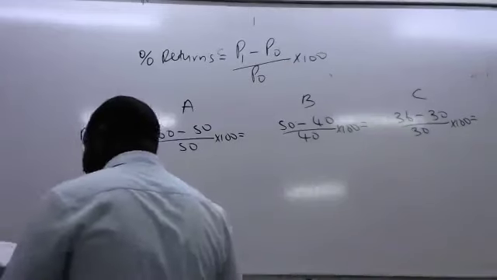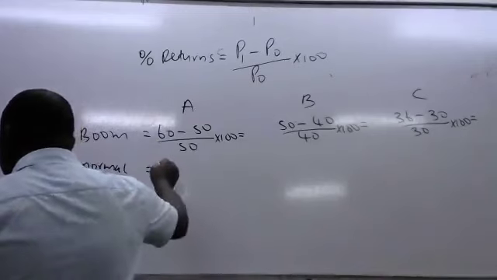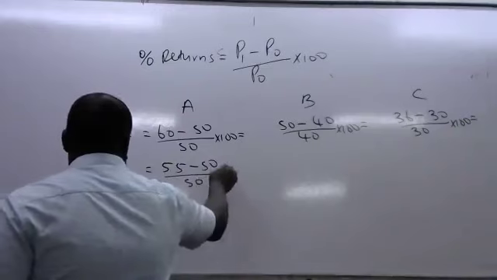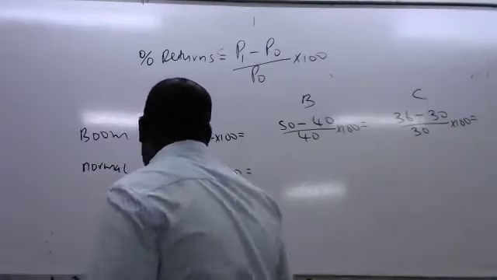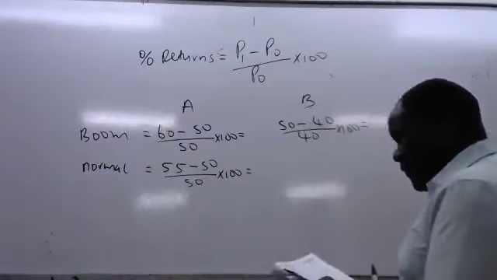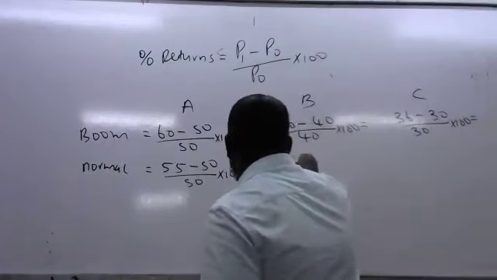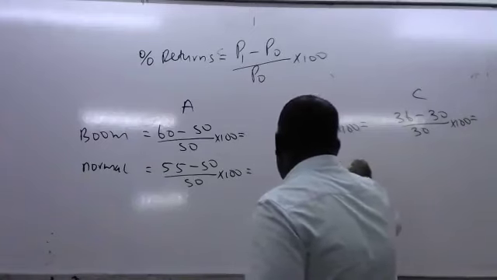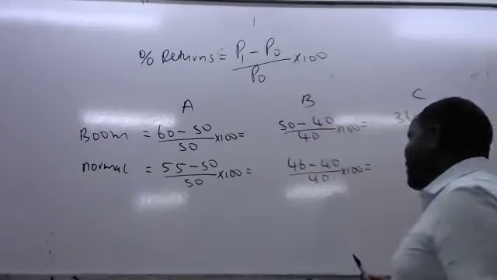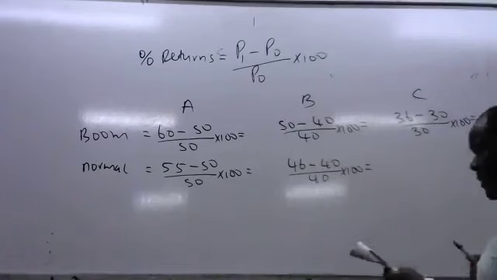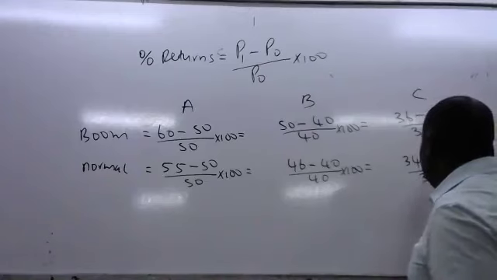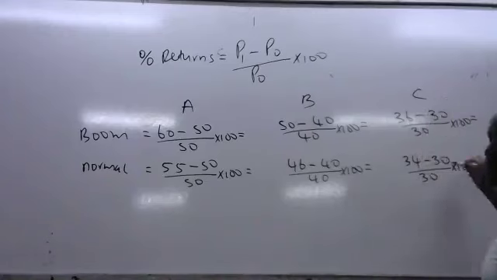So normal, it will also be A will be 55. You still minus the 50, also divide by the 50. We show it as a percentage. For B, it is 46. 46 minus 40, also divide by 40. Then we come up with that. The last one is 34. You still minus 30, also divide by 30, also show it as a percentage.